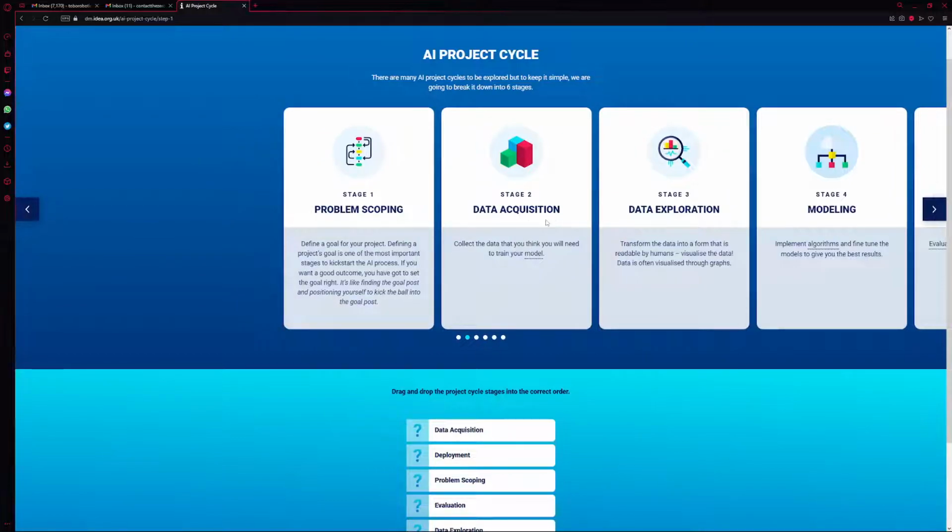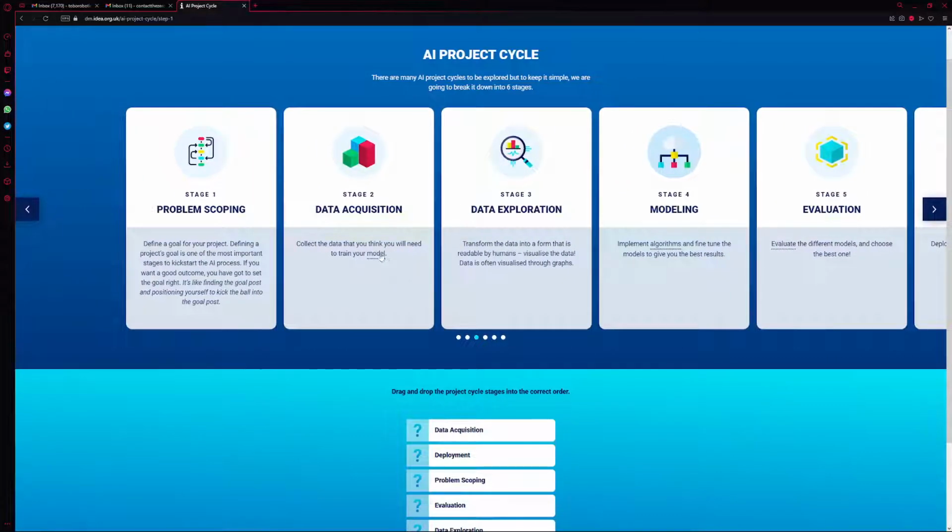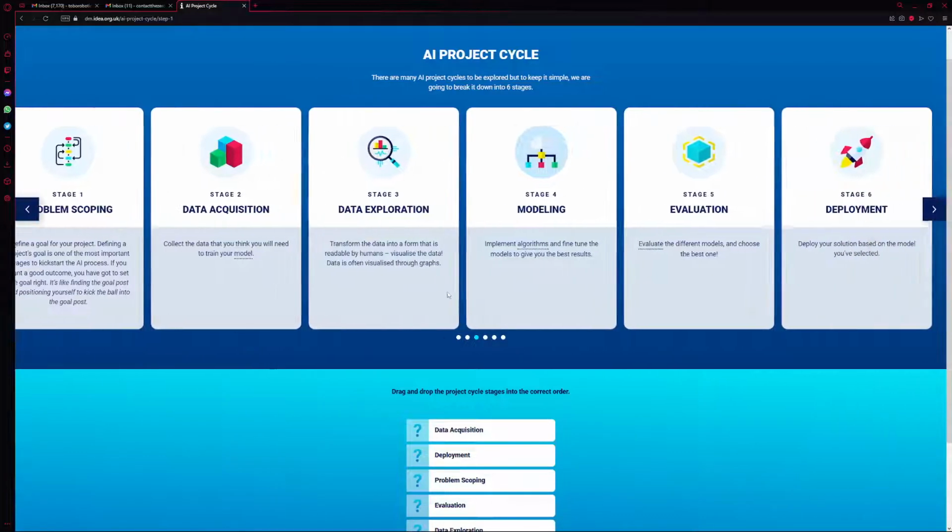Stage 2 is data acquisition. Collect the data that you think you will need to train your model. A system used to imitate or replicate a specific scenario. That's what a model is. Stage 3 is data exploration. Transform the data into a form that is readable by humans. Visualize the data. Data is often visualized through graphs.